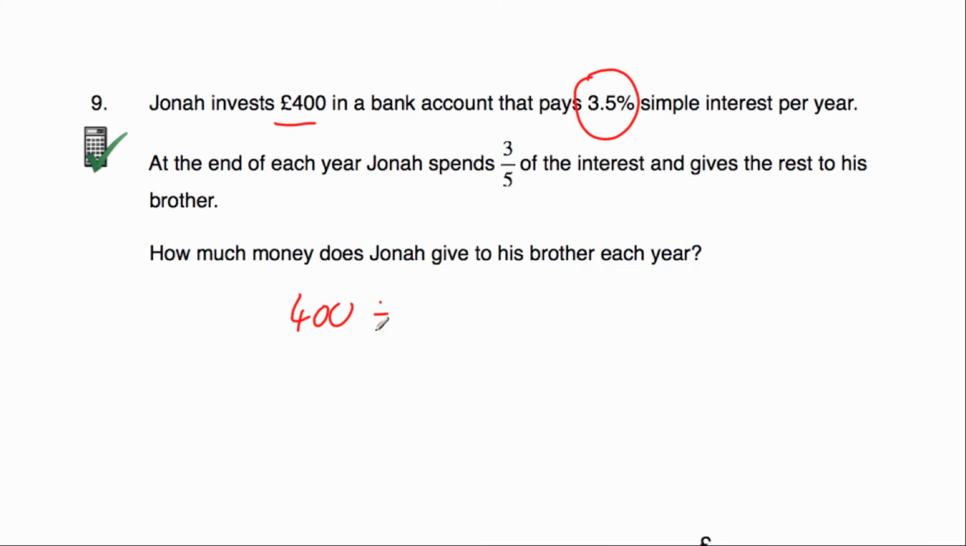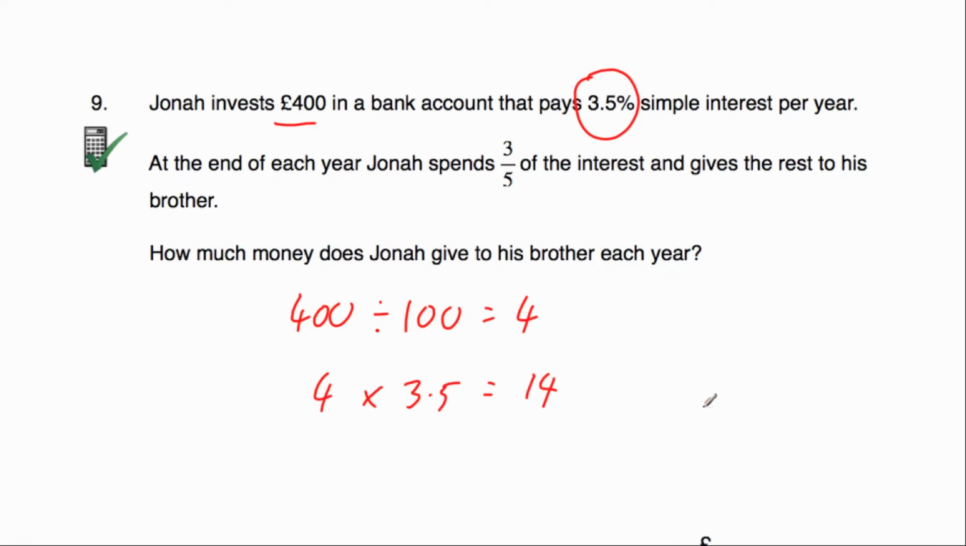So 400 divided by 100 is equal to 4. So we know 1% is 4, so to find 3.5% we will multiply 4 by 3.5, and that gives us £14. So that means that every single year Jonah earns £14 of interest. But we know that Jonah spends 3/5 of the interest and he gives the rest to his brother. So we can work out how much he gives his brother in two different ways. We could work out 3/5 of 14, and that tells us how much money Jonah spends. And then we could take that away from the 14 to see how much is left for his brother.